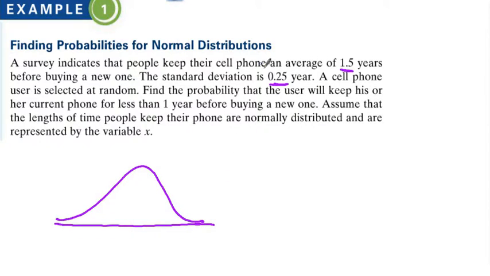So a survey shows that people keep their cell phone an average of 1.5 years. So I'm going to put 1.5 in the middle. Now remember, you might say, how come we're not putting 0 in the middle? Because that would be if we changed 1.5 to a z-score. If you tried to do the z-score formula on 1.5, you would get 0 right here. But we're going to do it without changing it, because you don't have to do it that way. This is probably a little bit easier.